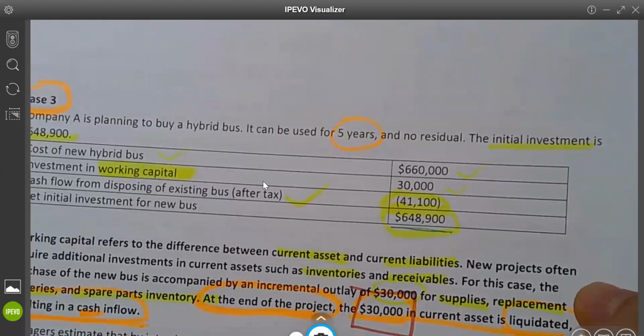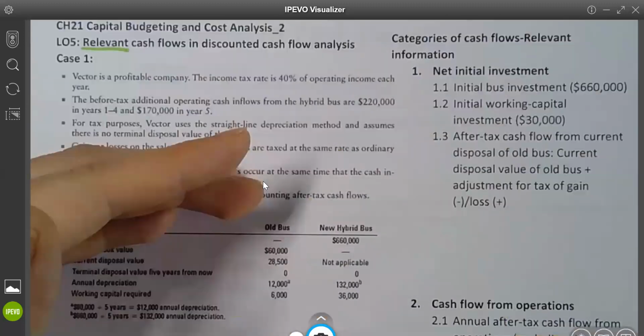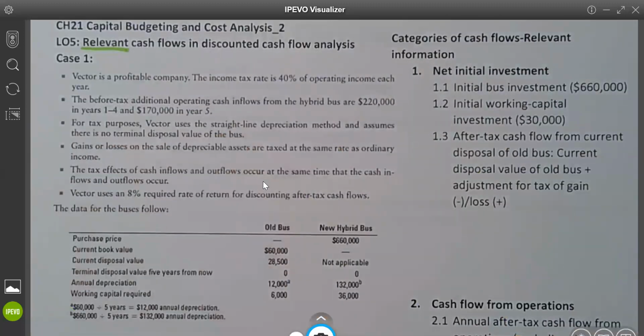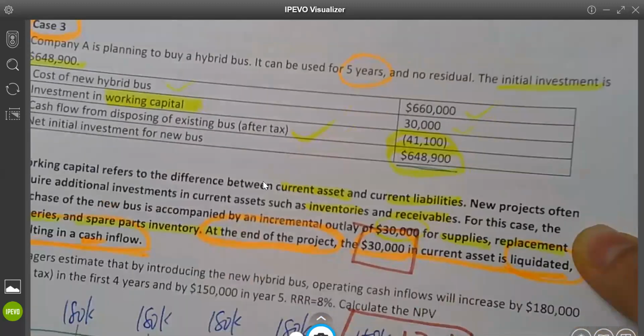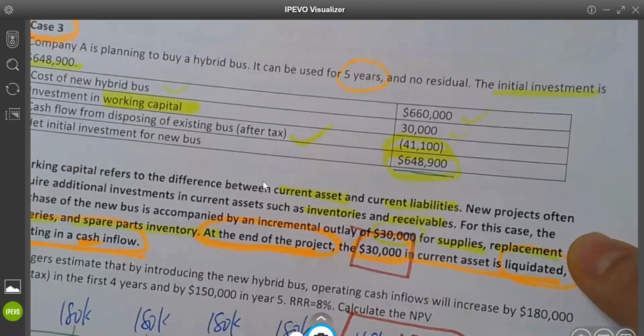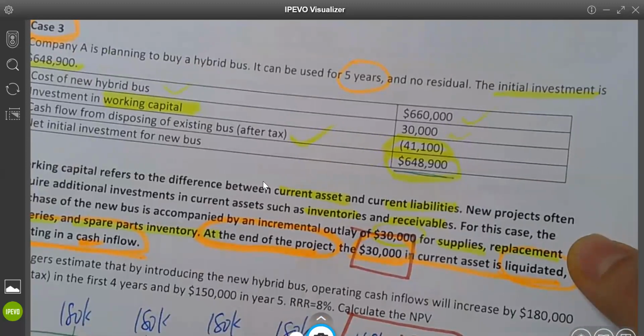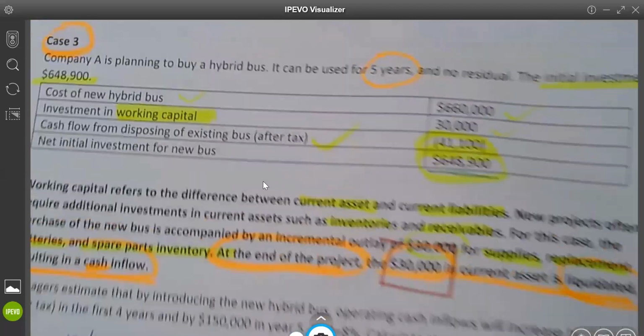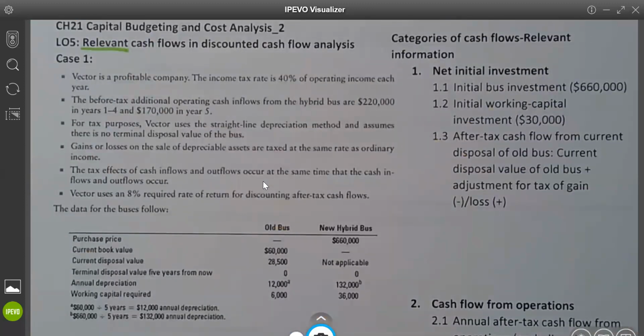Two parts. First, calculate the relevant cash flow after tax effect. Second, use the clean after-tax cash flow to calculate NPV, IRR, ARR, all those RRs. Okay, so I hope you understand what we are trying to do. So let's read this case together.